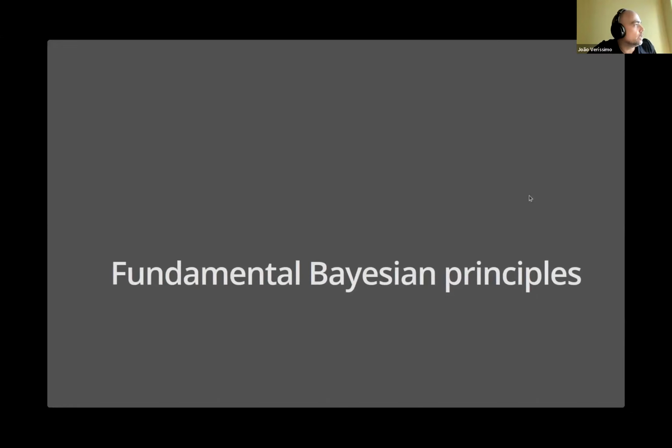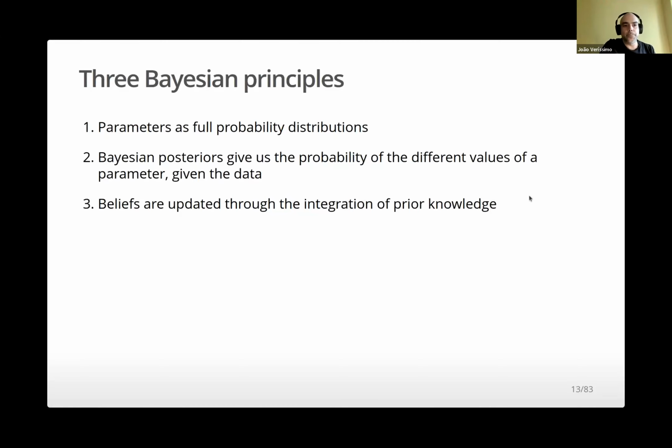So what are the fundamental principles of Bayesian statistics, in my view, at least? Here are three very important Bayesian principles. I'll go through them one at a time and explain how they relate to the research that we might actually want to conduct within the field of bilingualism. First one is that the parameters in our models, and by parameters, I mean any kind of regression intercept, slope, whatever it may be, for example, a difference between means or a slope, so an effect.